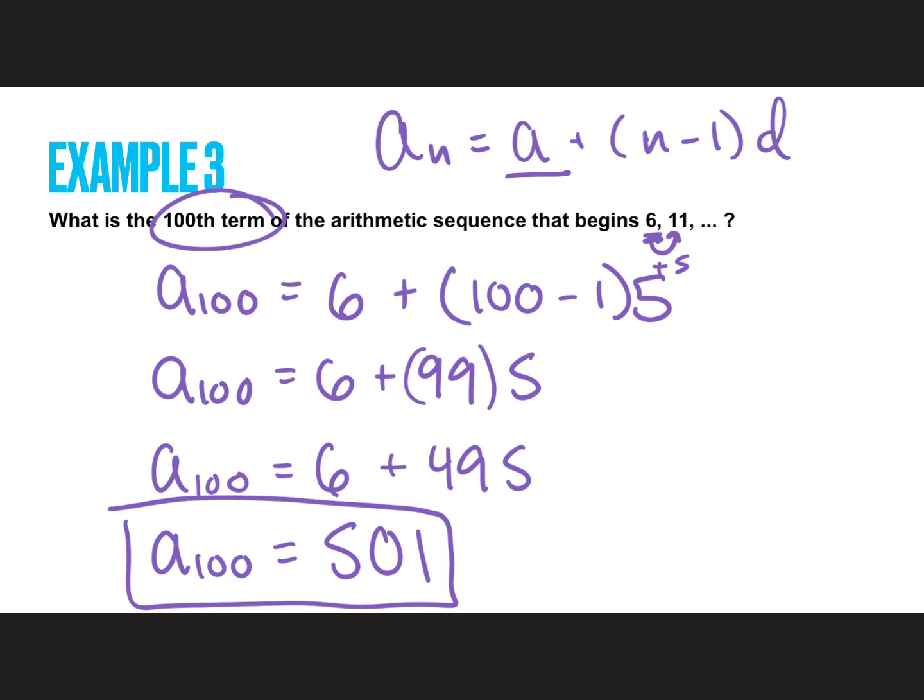So one way of doing this would just be adding the common difference each time to get the next term, the next term, the next term. You could do that if you only had 10 terms, but if you had 100 terms that you're looking for, you would have to add 5, 100 times, which would take a long time. So that's why the formula comes in handy.